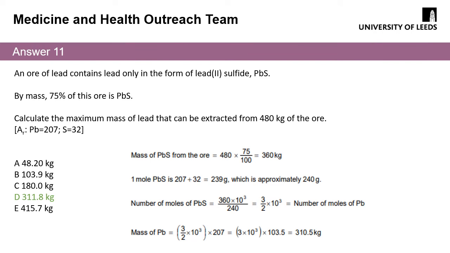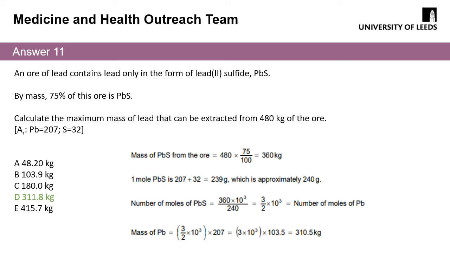So, the answer to question 11 is option D. There's multiple different methods to find this answer. However, the one that I'm going to explain is shown in the working below. So, first you've got to work out 75% of 480 kilograms, which works out as 360 kilograms. From this, you've got to find that 1 mole of lead sulfide is 239 grams. We're going to work this out as an approximate using 240 grams. This is going to make it a little bit easier, as remember you won't have a calculator.